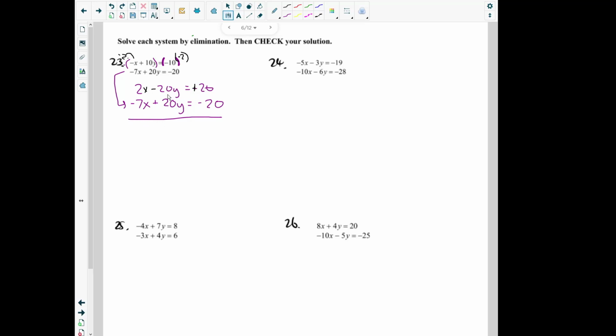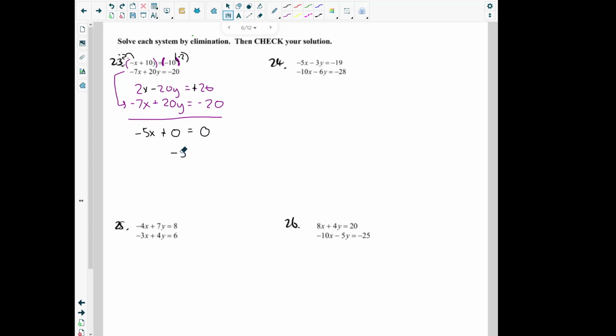Okay, so now that I have one variable's coefficients to be the opposite sign but equal, which is the case with the y's here, you can see it here. Okay, now I'm going to just add. So 2x minus 7x is minus 5x. Minus 20y plus 20y is 0. That's what I wanted to happen, so that one of the variables went away. And then 20 minus 20 coincidentally is equal to 0.